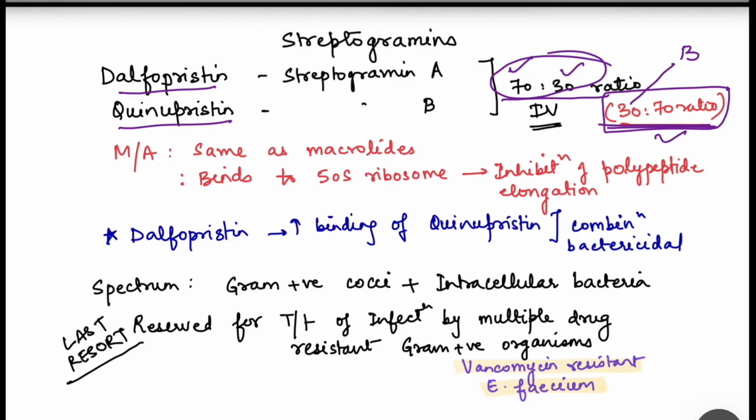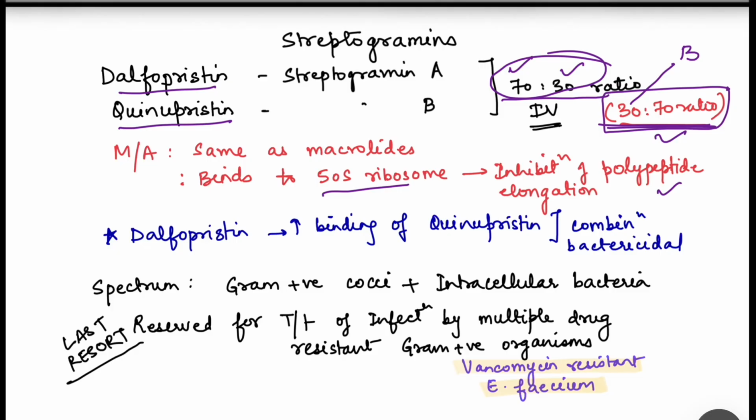Now their mechanism of action is same as macrolides. That means it is preventing the translocation of the growing peptide from A back to the P site. Okay, so it binds to 50S ribosome and again it causes the inhibition of polypeptide elongation.